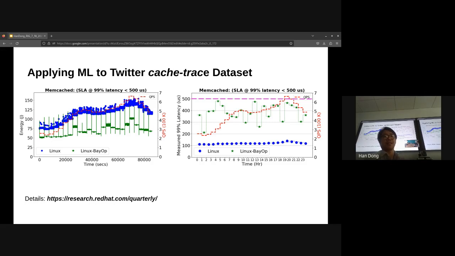The blue line on the figure on the right is showing the energy use of Linux, just like a normal Linux, throughout these 24 hours. And then the red bar shows the change in QPS values over 24 hours. And then the green one is when we applied our machine learning technique, where it dynamically tried to tune the energy use of the server across this time period.